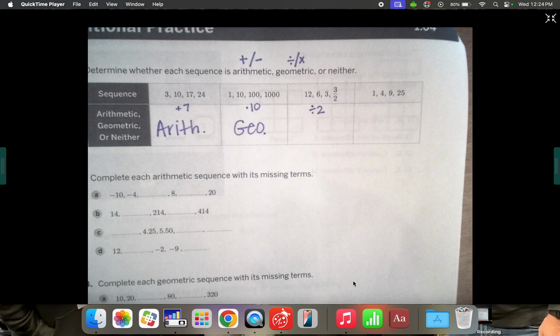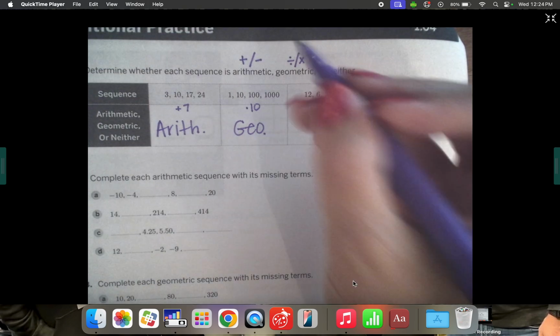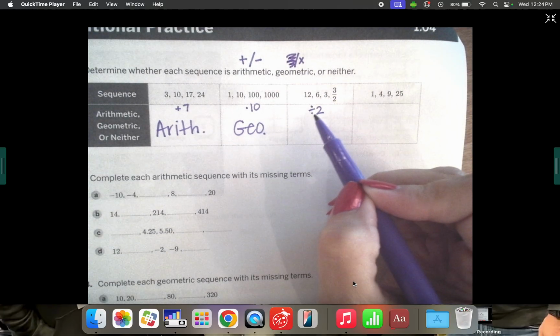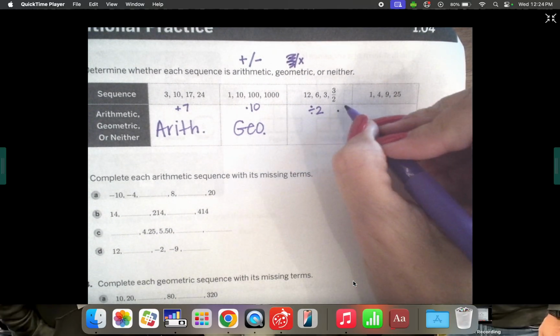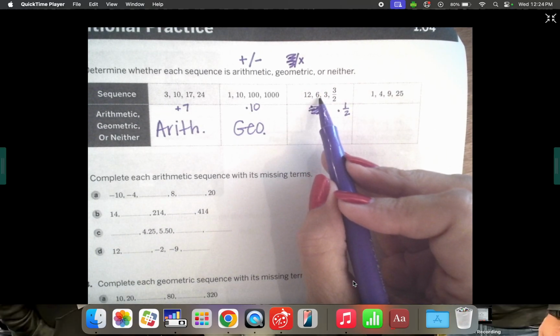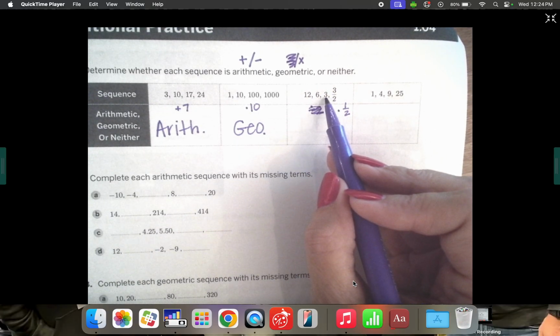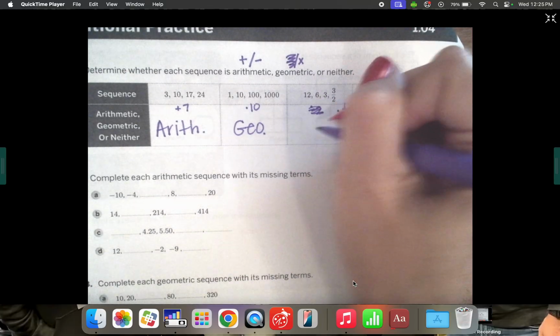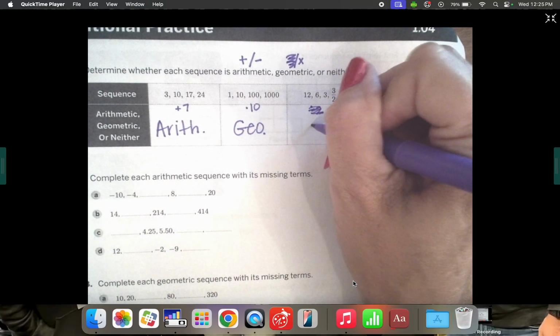But you can't really write it like that. I think we already talked about it. We won't be dividing technically. In geometric sequences, it's always multiply. So in order to divide by 2, you're actually going to multiply by half. So half times 12 is 6. Half times 6 is 3. Half times 3 is 3 over 2. So that would be multiply, which is geometric.